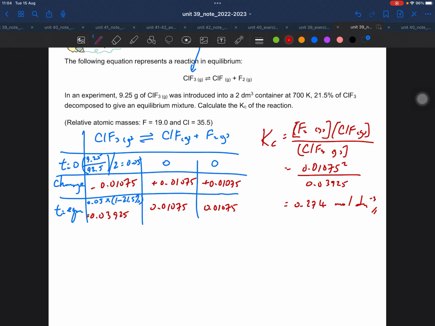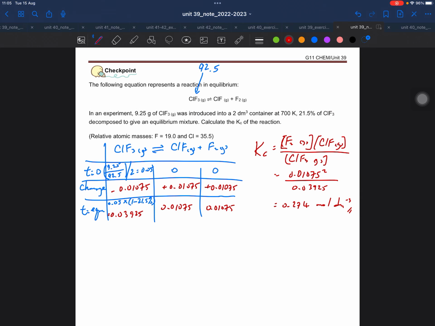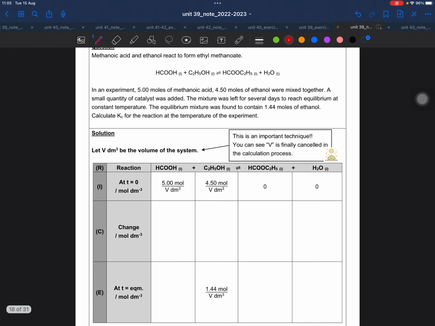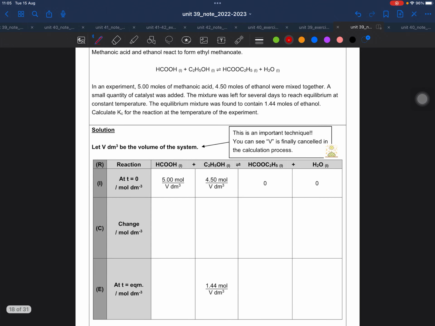Yes, most of the students got an incorrect answer because they forgot or they mixed up the number of moles versus the concentration or molarity. This is the common error. Okay, now if no, then we move to the next one.